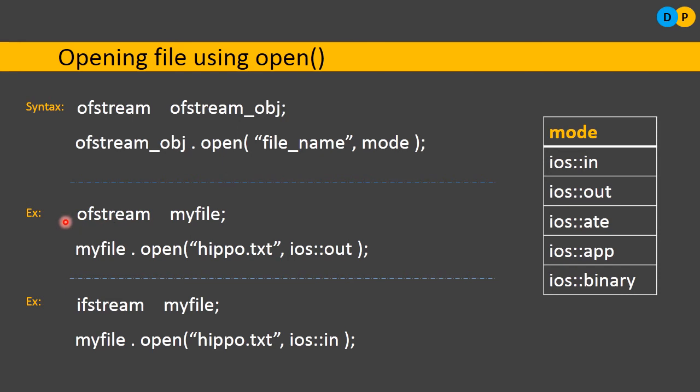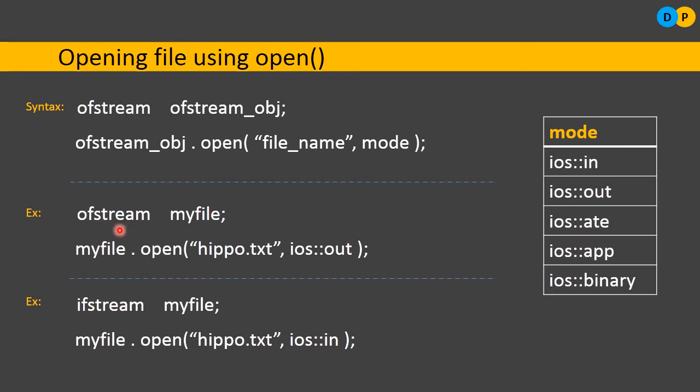Now let us go through the example. So what is the example? In the first example, we will be opening a hippo file, hippo.txt. Hippo is the file name. We will be opening it for output purpose. That's why ios::out. Before that, we need to create one object.